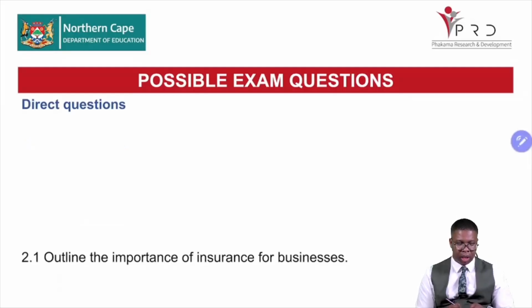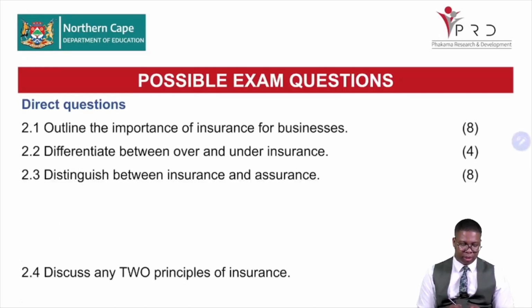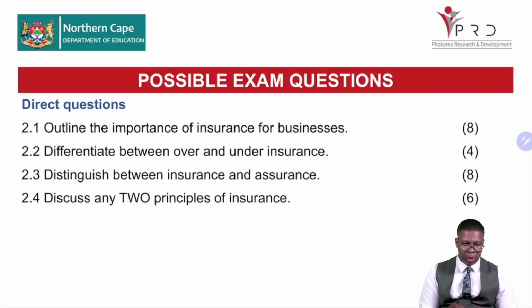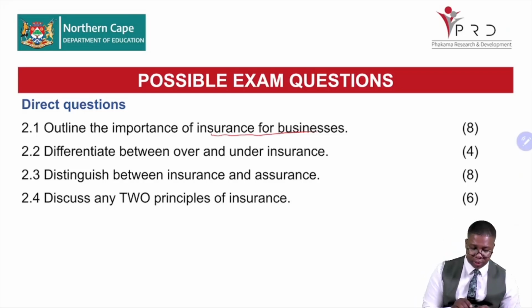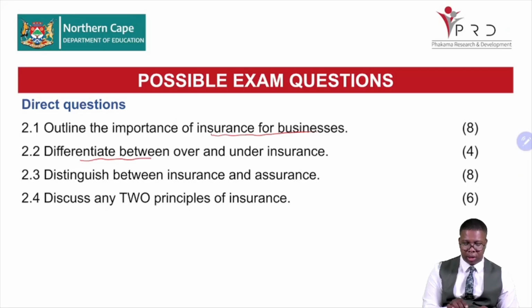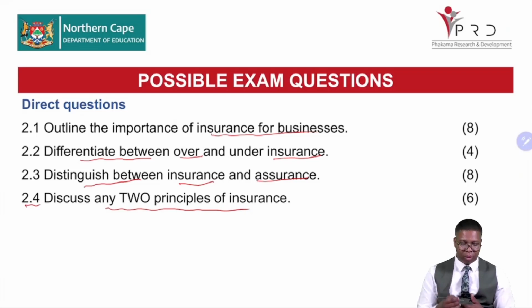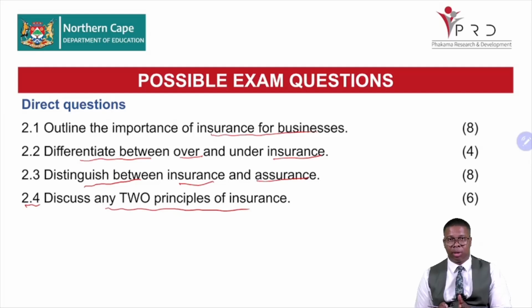Then as we proceed, we look into direct questions. The following can be direct questions whereby you are asked to outline the importance of insurance for the business, or it can be rephrased as advantages of insurance for the business, or differentiating between over and under insurance, or distinguishing between insurance and assurance. And also 2.4, you can say discuss any two principles of insurance. These are direct questions, and it doesn't mean they cannot be assessed as your scenario as well.